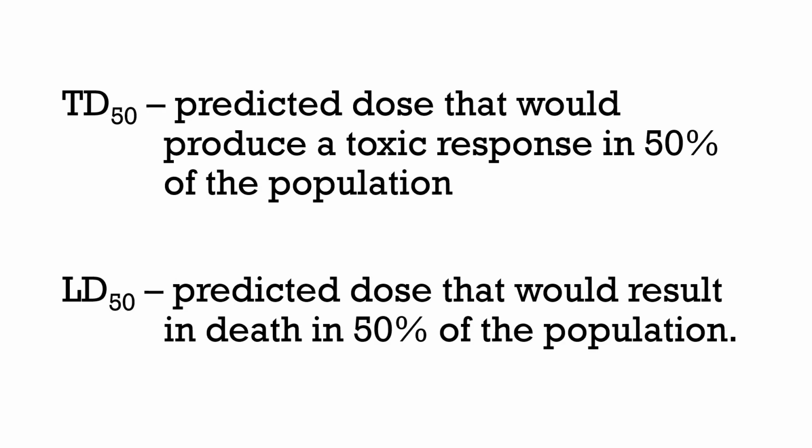Okay? We have here your TD50 and your LD50. Your TD50 is your toxic dose. This is the predicted dose that would produce a toxic response in 50% of the population. Now, your lethal dose is the predicted dose that would result in death. So your TD is just a toxic response. Your LD results in death already in 50% of the population.